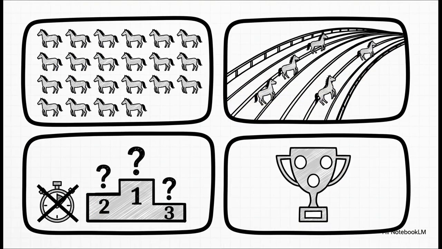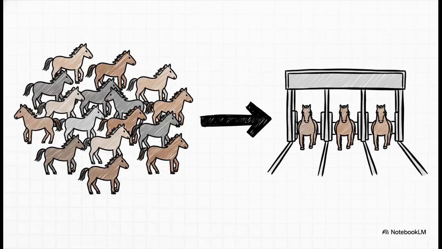Okay, so let's get the ground rules straight. We've got 25 horses in total, but our racetrack only has 5 lanes. That means we can only race 5 horses at a time. And here's the real kicker. All we learn from a race is the ranking. Who beat who? No times, no splits, nothing. And the goal is crystal clear. Find the top 3 fastest horses using the fewest races possible. All right, let's get into it.